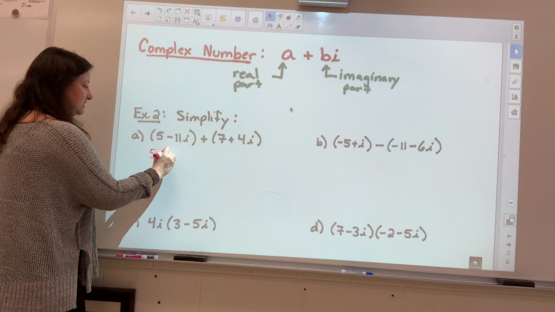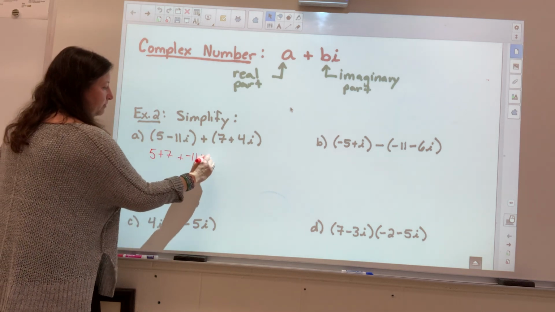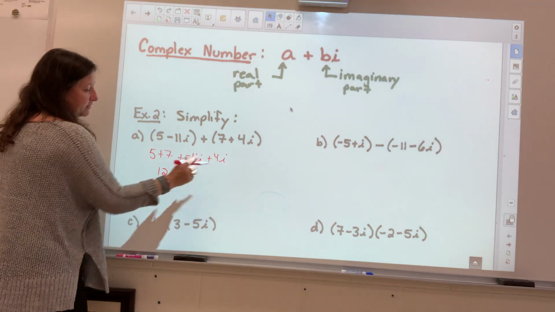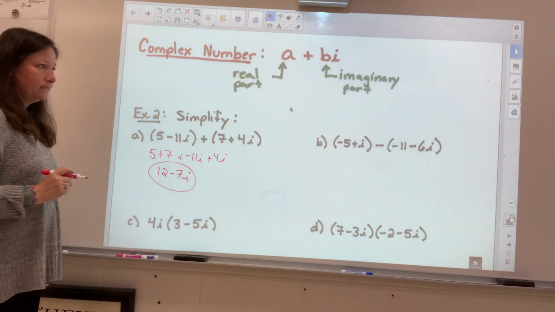So the 5 plus the 7, and we're going to add the imaginary parts together. So we end up with 12. -11i plus 4i is -7i. And that's your final answer.